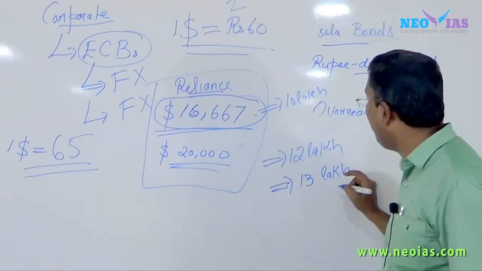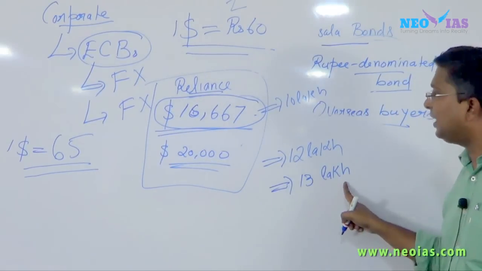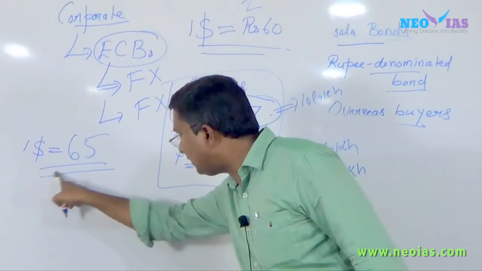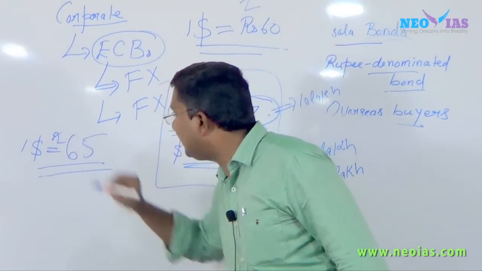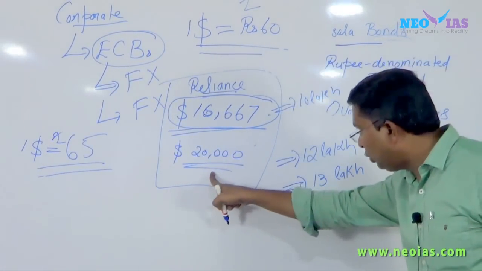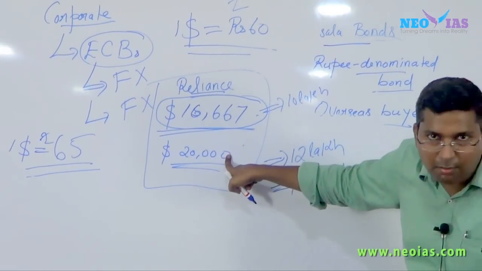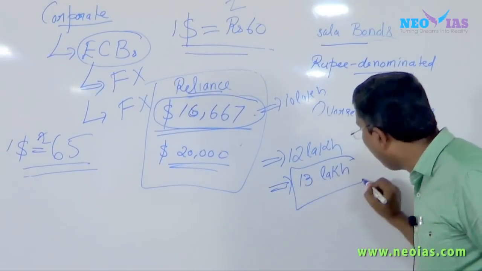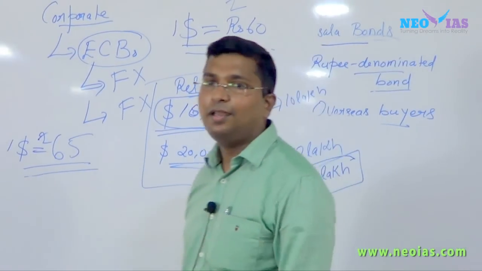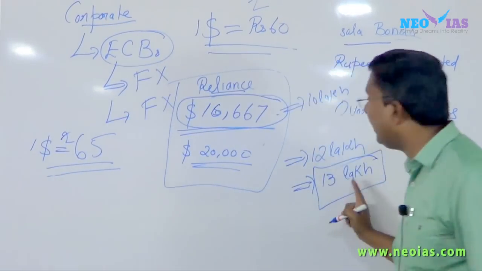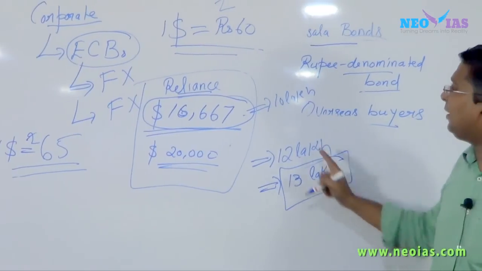With 13 lakh rupees only, because $1 is 65 rupees. So to get $20,000 from the foreign exchange market, the Reliance person should have 13 lakh. Now here is the problem of currency.